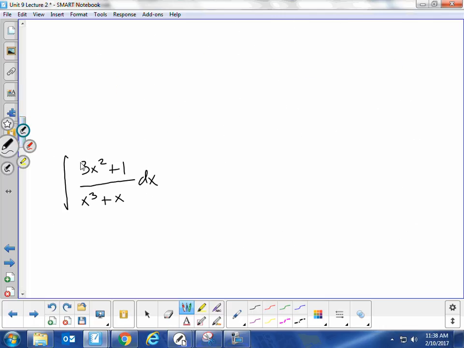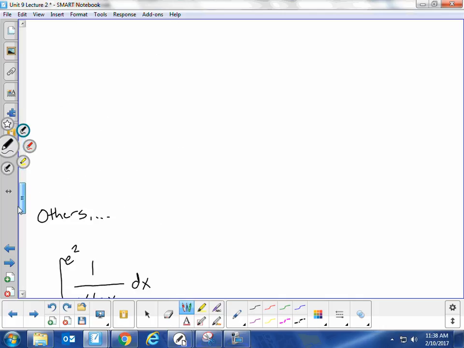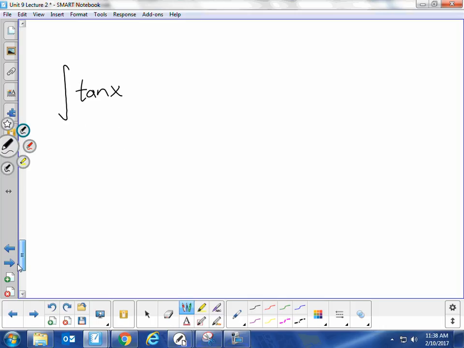If you see this, you should notice the derivative of the denominator is the numerator, set u equal to the denominator. We're going to skip that. But we will do this.